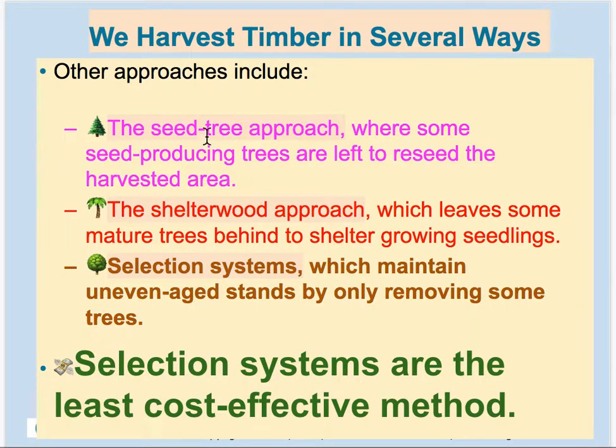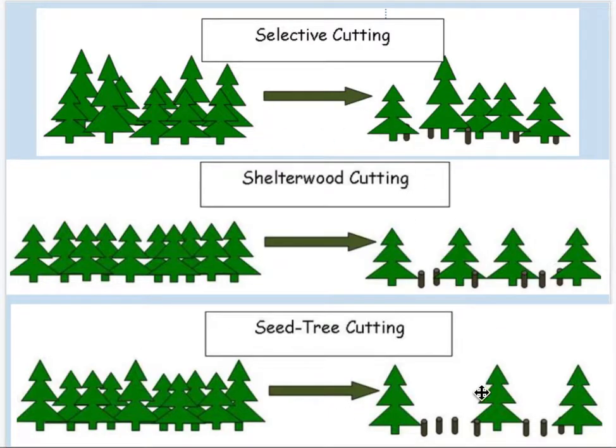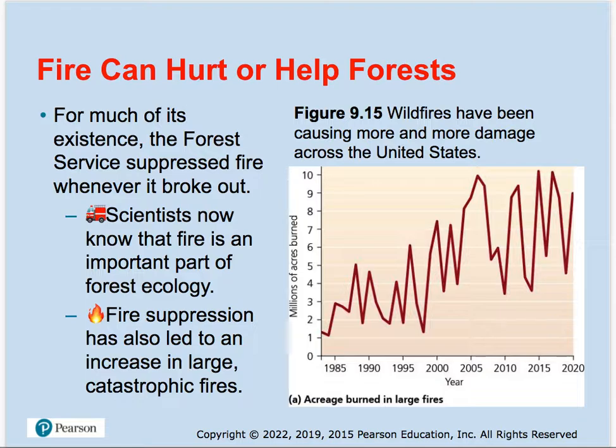There's other approaches, like they can leave a seed tree where they leave an adult tree, or a shelter tree where they leave a few big trees around to protect newer growing ones, or they can do selection systems where they just go around and tie off and select which trees they want to cut. These are all better methods for the environment than clear cutting, but all of them are more expensive than just clear cutting.